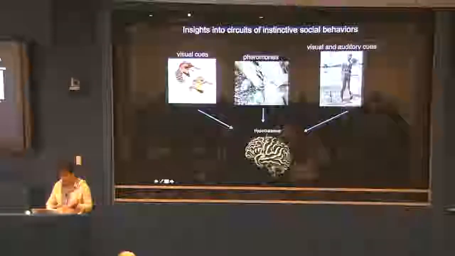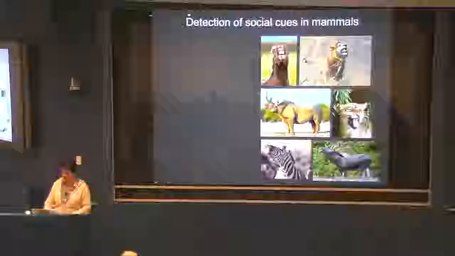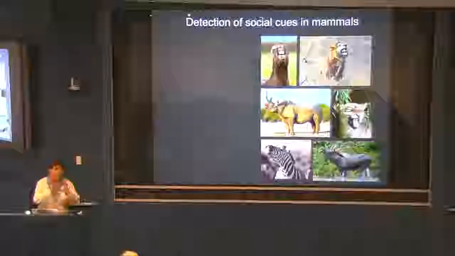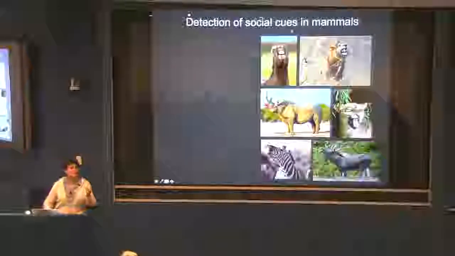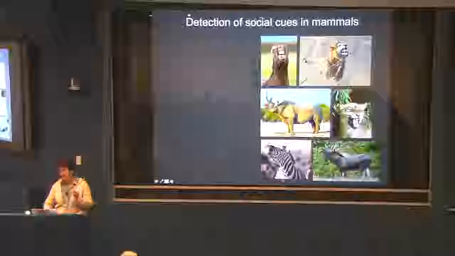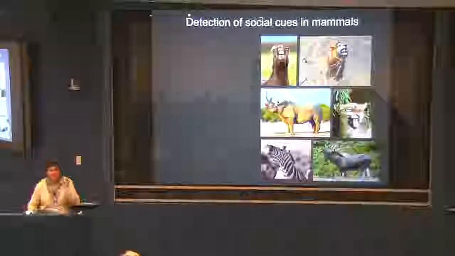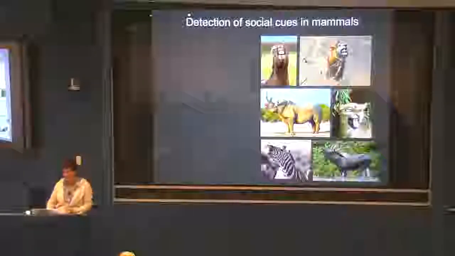So our animal model is the mouse, and the mouse, as Louis introduced, like many terrestrial vertebrates, terrestrial mammals, but actually not humans, is very sensitive to social scent. And what you see here is called the flehmen response, which is this very specific way for an animal to capture social scent in the environment.